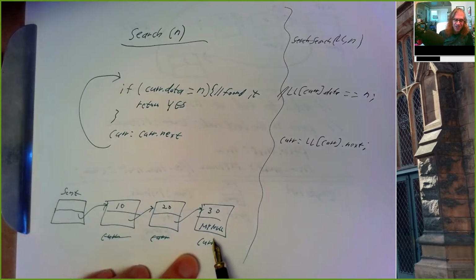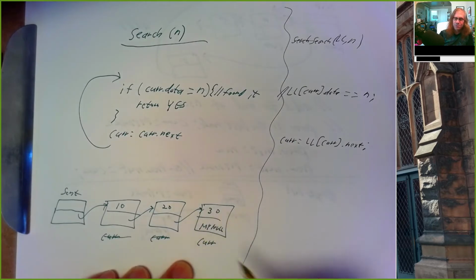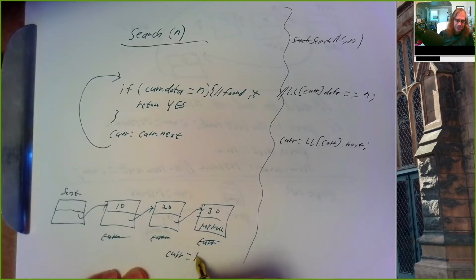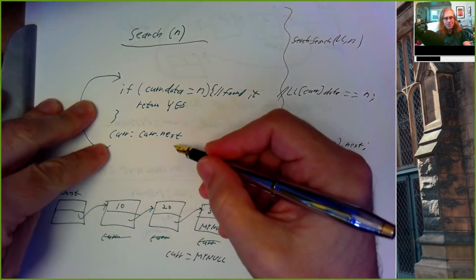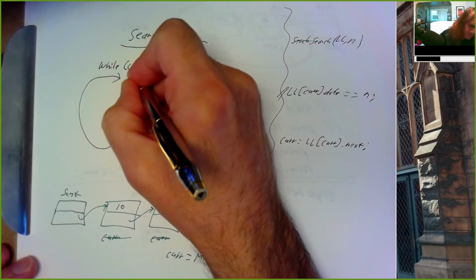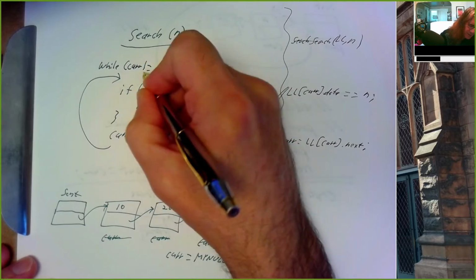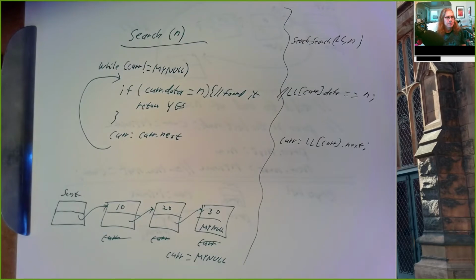If we've just checked the last node and it didn't match our data, current is going to get set to whatever that current node is pointing to. So current is going to be changed to my null. And that's a condition we can use after this to exit the loop. So if we put this in while current is not my null, right, that will run great.